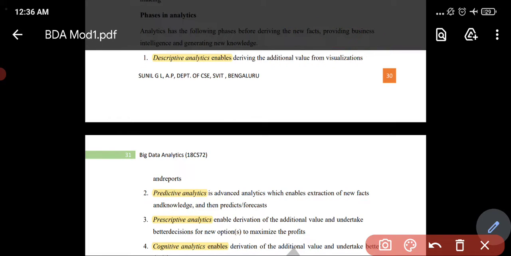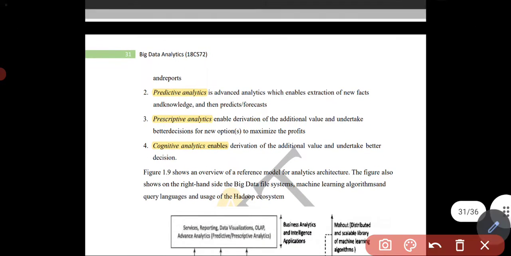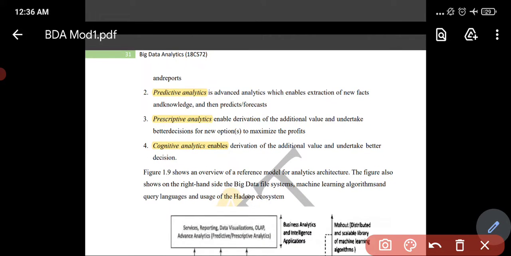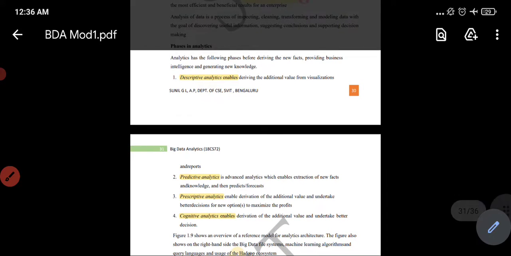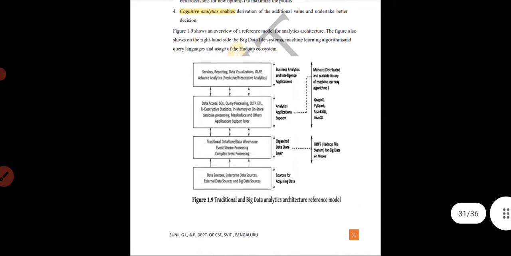And next we have prescriptive analytics, which enables derivation of additional value and undertaking better decisions for new options. Cognitive analytics enables the derivation of additional value and undertaking bigger decisions. So these are all the four phases of big data analytics: descriptive analytics, predictive analytics, prescriptive analytics, and cognitive analytics.